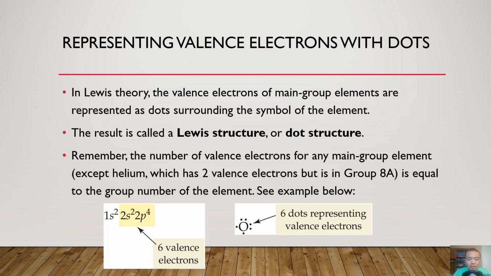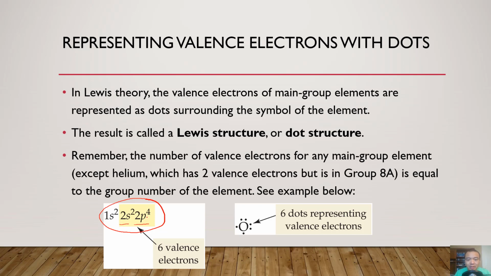We have learned the valence electrons are the electrons in the outermost shell. For example, in oxygen, the electronic configuration is 1s2, 2s2, and 2p4, and the valence electrons are in 2s2, 2p4, which are the 6 electrons. They are called valence electrons because they are sitting in the outermost shell.